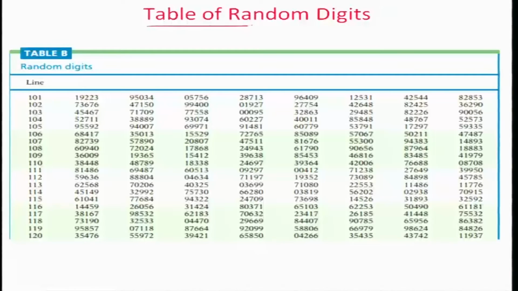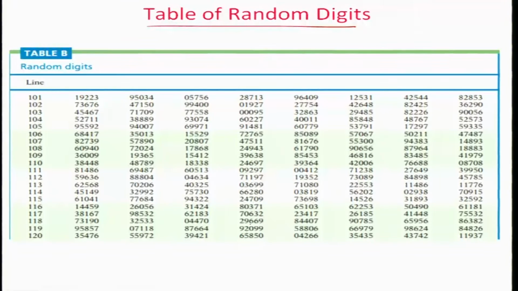Now, having seen the basic assumptions and fundamentals that we require to start the simulation model, we are going to do a simple example of the simulation model. Before we do that, there is one more thing that I need you to understand, which is called the table of random digits.